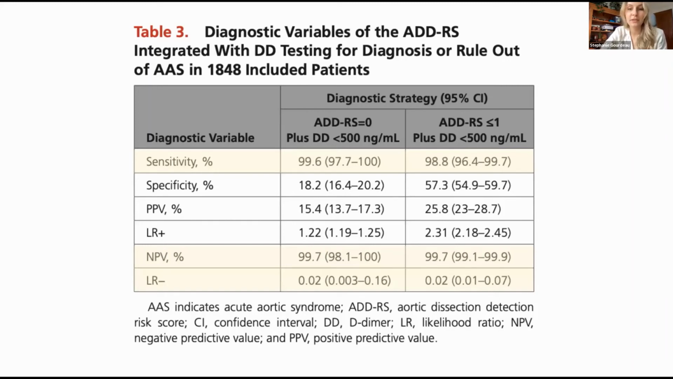The negative likelihood ratio tells us that the probability of acute aortic syndrome decreases significantly when your rule-out criteria are met, and generally a negative likelihood ratio of less than 0.1 represents a large decrease of probability when the test is negative.